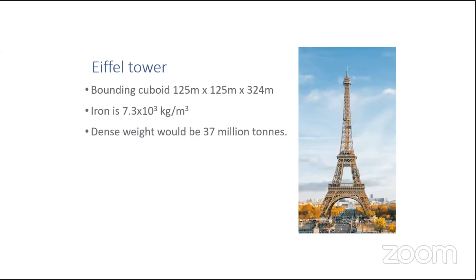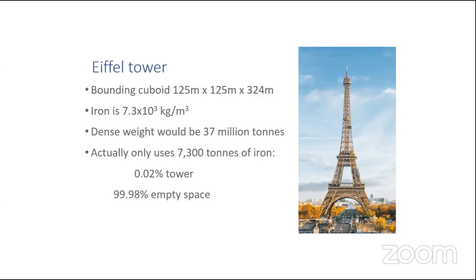I first used sparse convolutions in 2D, but sparsity is much more interesting in 3D as 3D space is much bigger. This is sometimes called the curse of dimensionality. Take, for example, the Eiffel Tower. It fits in a bounding cuboid of size 125 by 125 by 324 meters. Iron weighs 7 metric tons per cubic meter, so you might naively expect the Eiffel Tower to weigh about 37 million tons. It actually only uses 7,300 tons of iron, so it is 0.02% tower and 99.98% empty space. This illustrates the potential efficiency gains of sparse convolutional networks over dense ones.